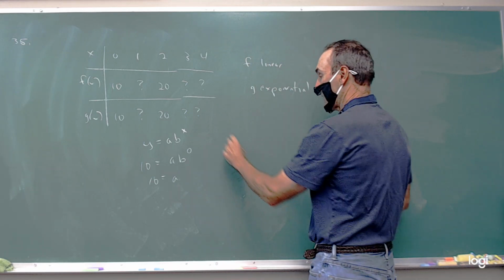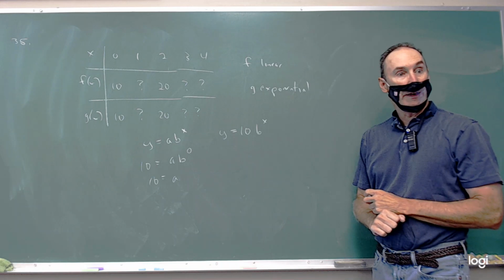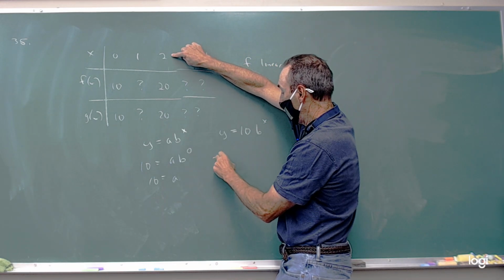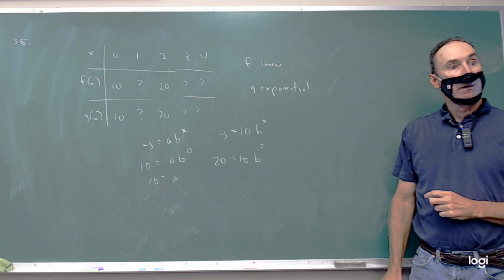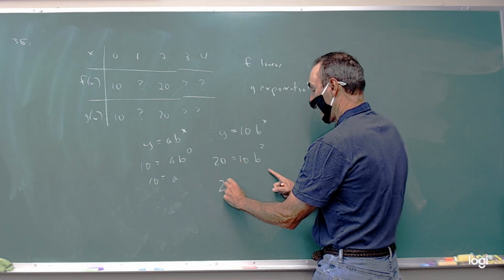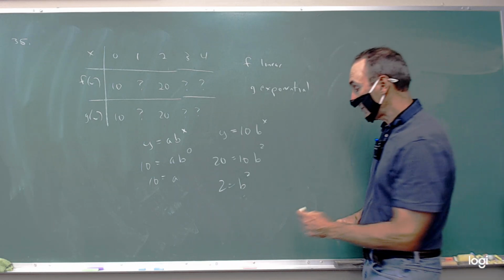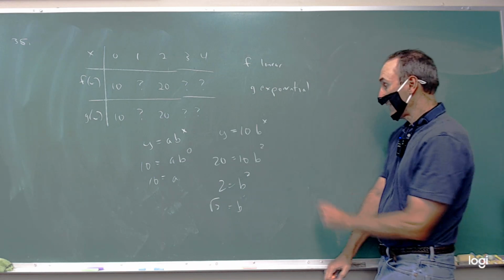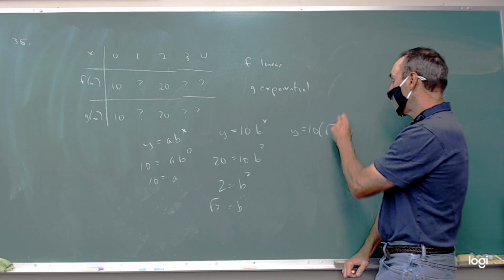Now we're going to go back to y equals ab to the x, but now we know what the a is. And now we're going to plug these in. So we get 20 is 10b squared. Okay? Divide by the 10, and we'll get b squared is 2, so b is going to be the square root of 2. So we're going to get y equals 10 times square root of 2 to the x.